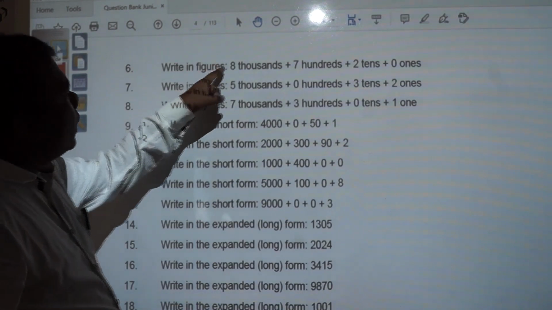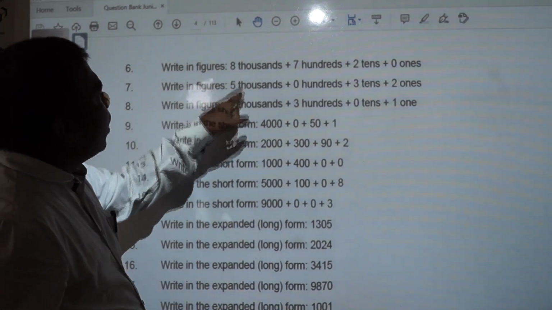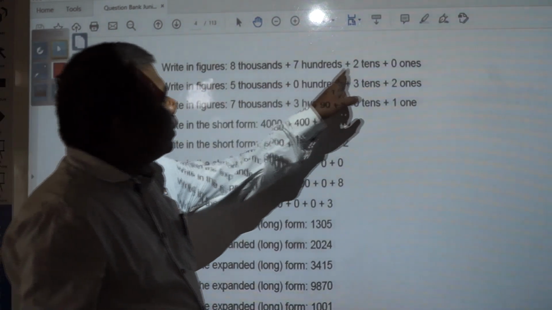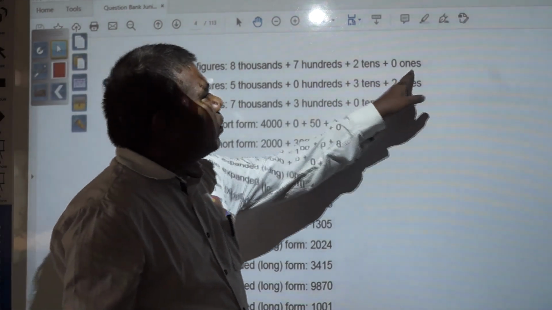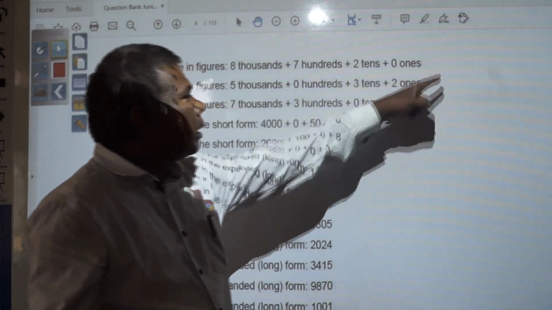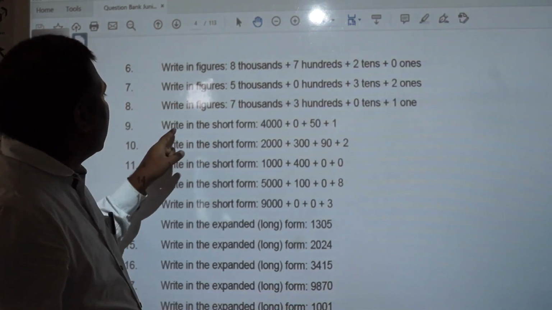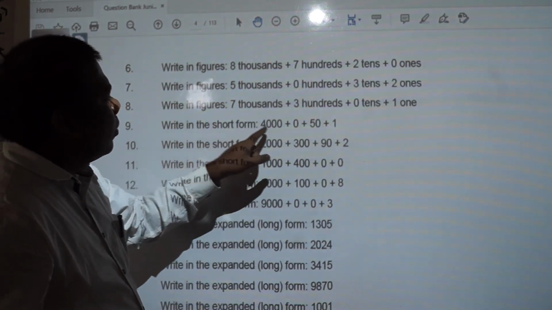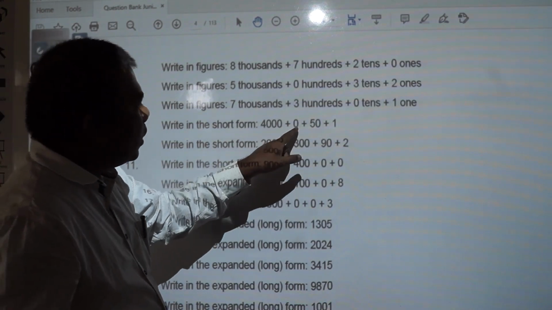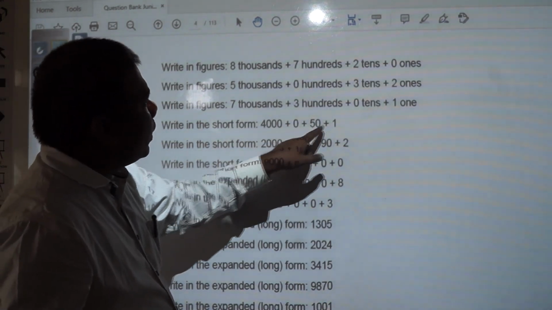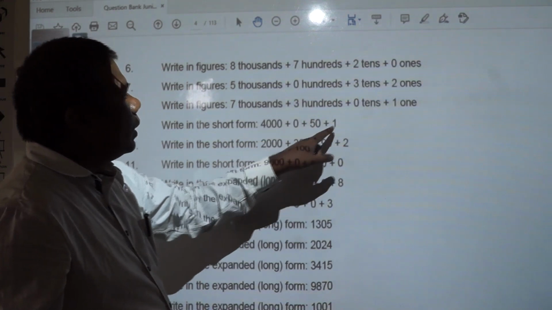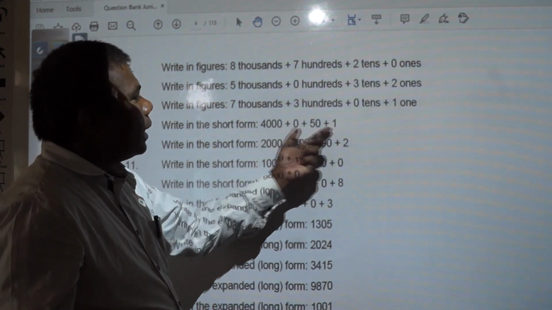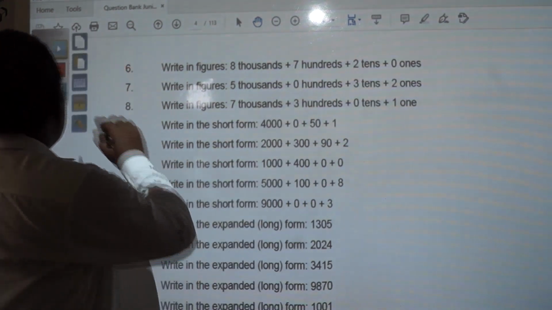See, these are all numbers you will be able to solve. 8700: 2 tens and 0 in the ones place, 0 you have. So write the number by saying this. Next, write in the short form: 4000, 0, 50 and 1. Here you see again, you will start writing from the ones place, it will be easier to write.